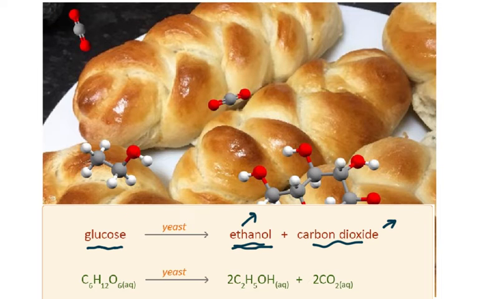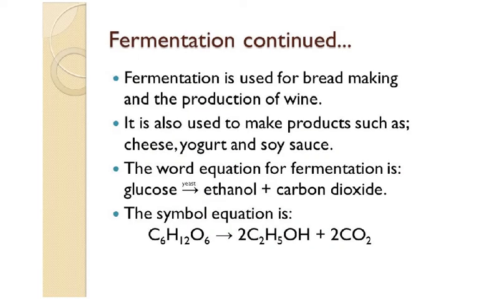So ethanol and carbon dioxide are two main products, and the microorganism we're using is yeast. Fermentation is used for bread making and the production of wine. It is also used to make products such as cheese, yogurt, and soya sauce. The word equation is glucose gives ethanol and carbon dioxide, and the symbol equation is this: C6H12O6 gives you 2C2H5OH plus 2CO2.